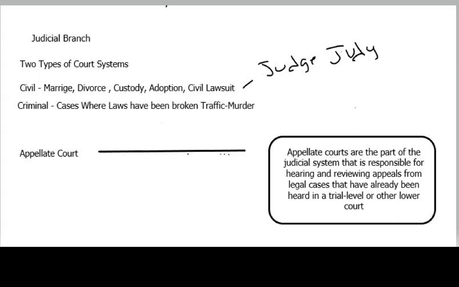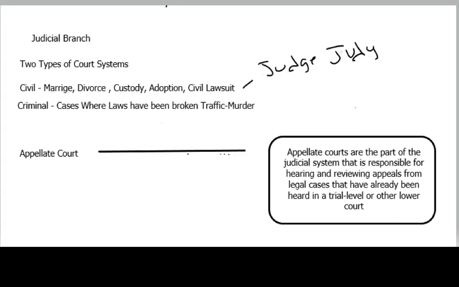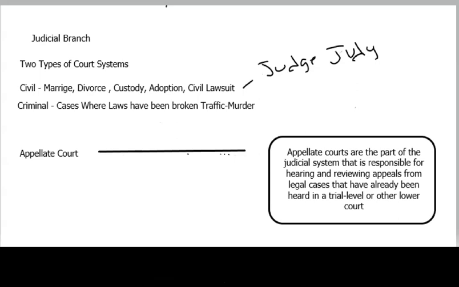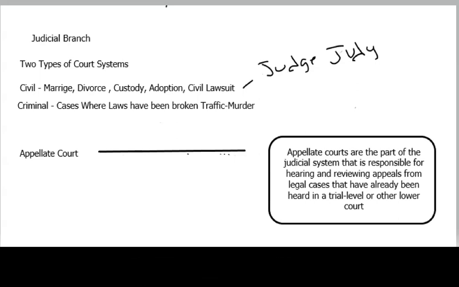First off, there are two different types of court systems. The first one is called a civil court. In a civil court system, this is usually where you'll see your marriage, your divorce, your custody, your adoption, your civil lawsuits. These are your Judge Judy cases. Okay. And then the second one is called a criminal court system. These are cases where laws were broken, and this could be everything from traffic to murder.